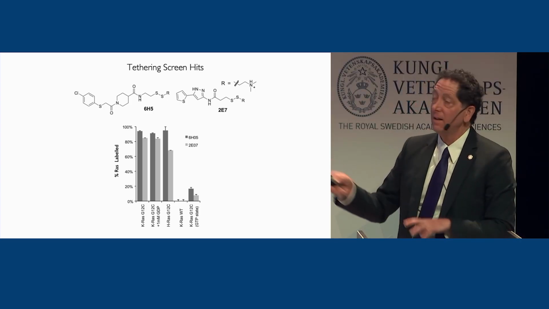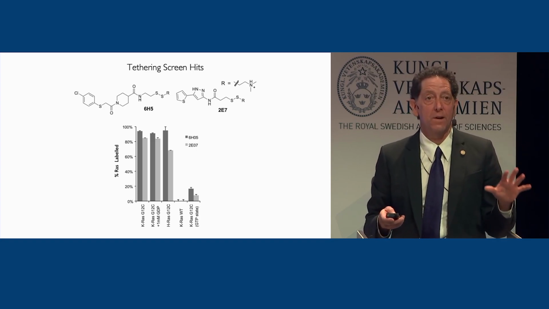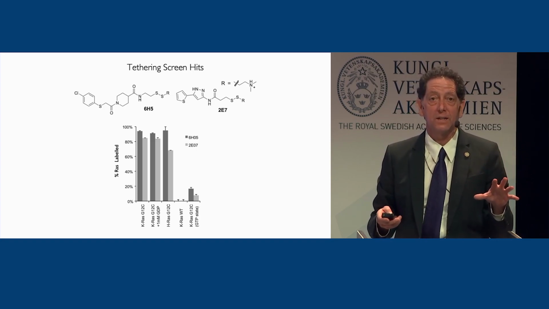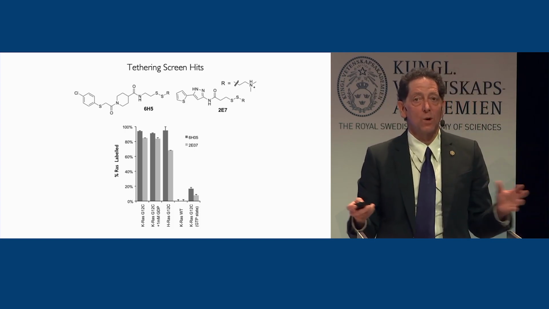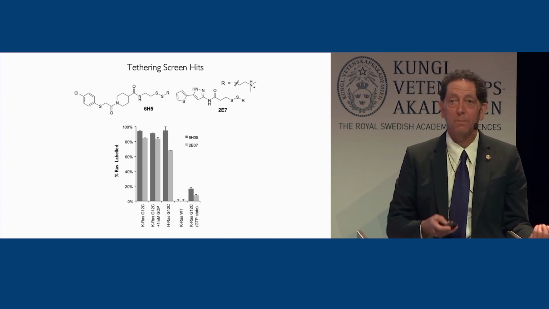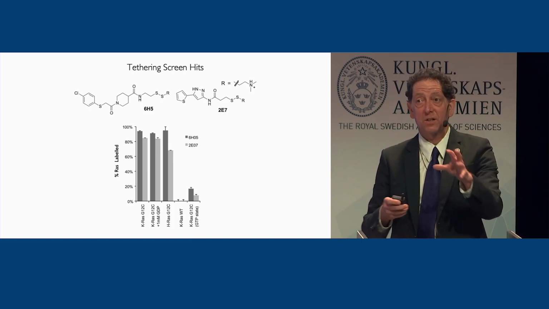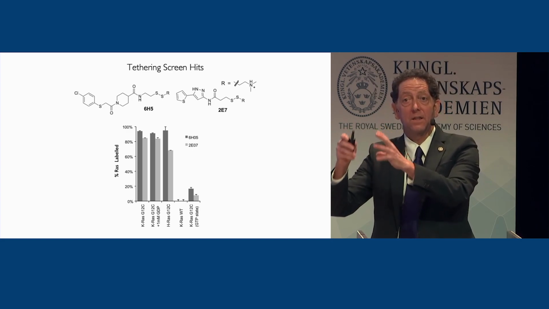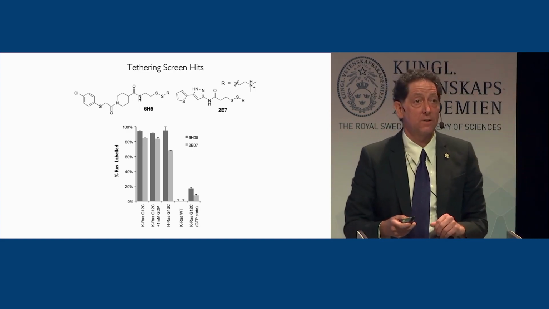But as you see, we almost got no binding. This was a very frustrating day because this told us that maybe this will work in a test tube biochemically, but it won't work in cells, because I told you the glycine 12 mutation is really locked in the GTP state because it doesn't have access to the GAP-mediated hydrolysis.